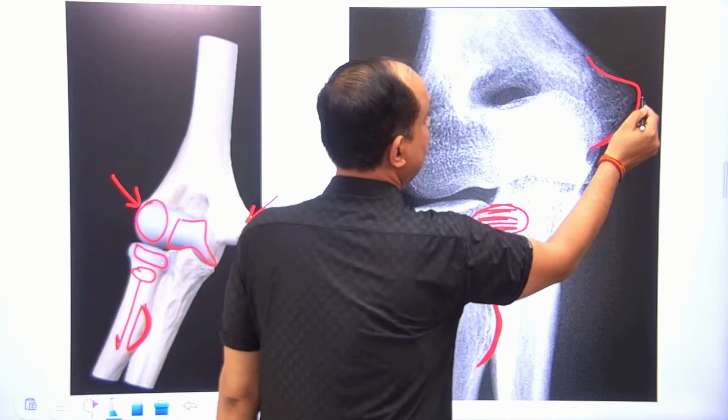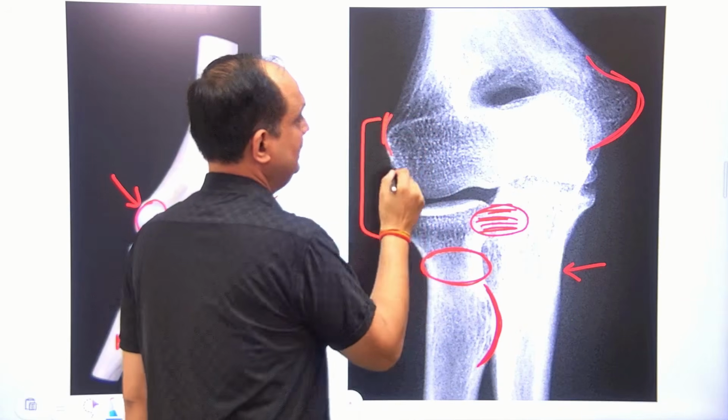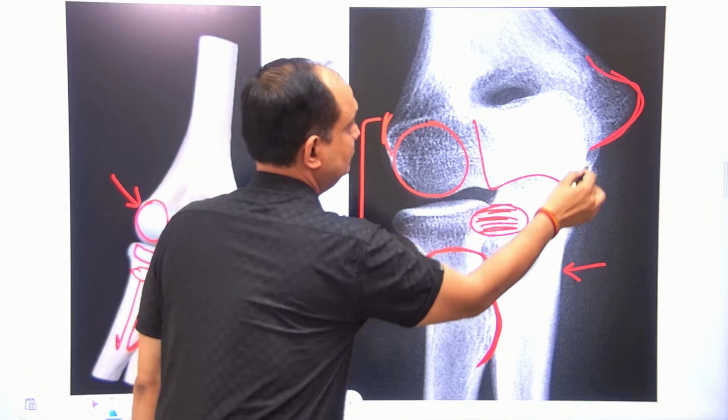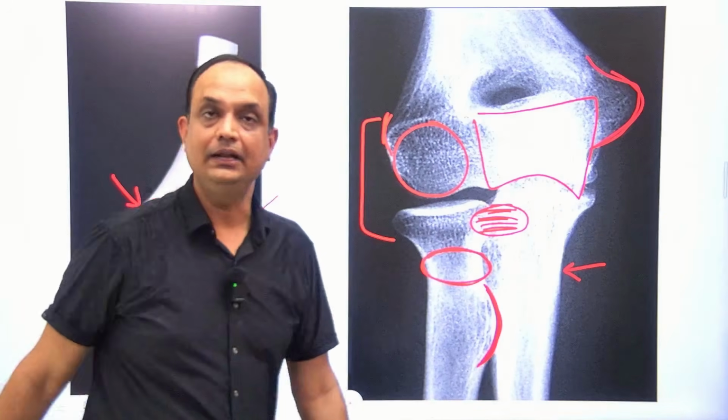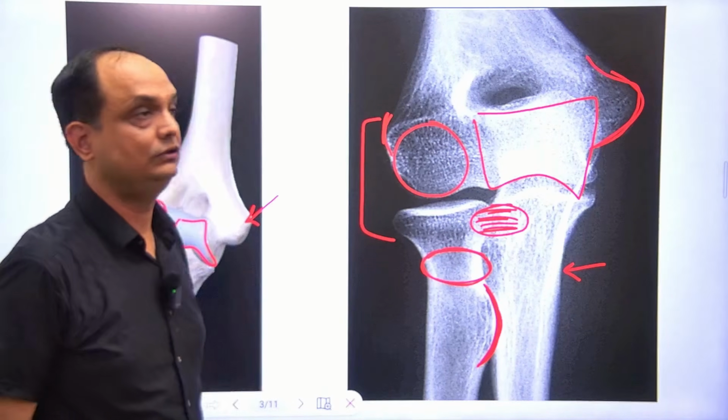Now this is your medial epicondyle because this is ulna. This is your lateral epicondyle. Now this round structure is known as capitulum and this part is known as trochlea. Clear? Now dear students, in such a way you may have the questions on this bone.